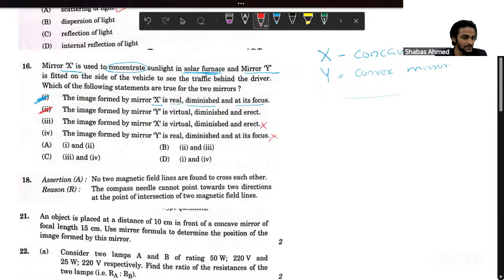Now, set 2 is, I'm sorry guys, I have to speak Malayalam. Set 2 is not over yet, set 2 is still coming.